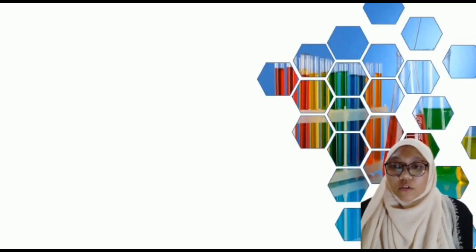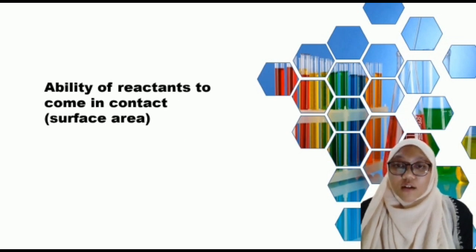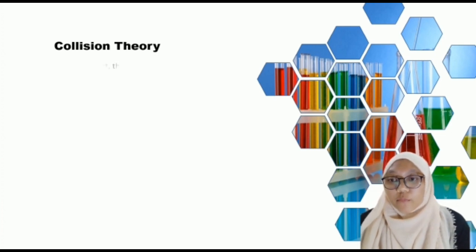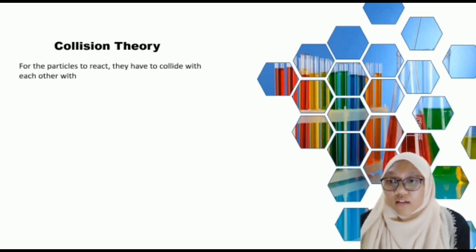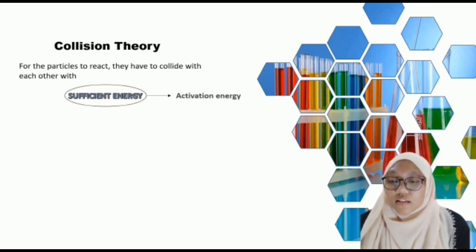Today, I'm going to talk about one of the factors of rate of reaction, which is the ability of reactants to come in contact, also known as surface area. First of all, we must know about collision theory. In collision theory, for the particles to react, they have to collide with each other with sufficient energy, known as activation energy.